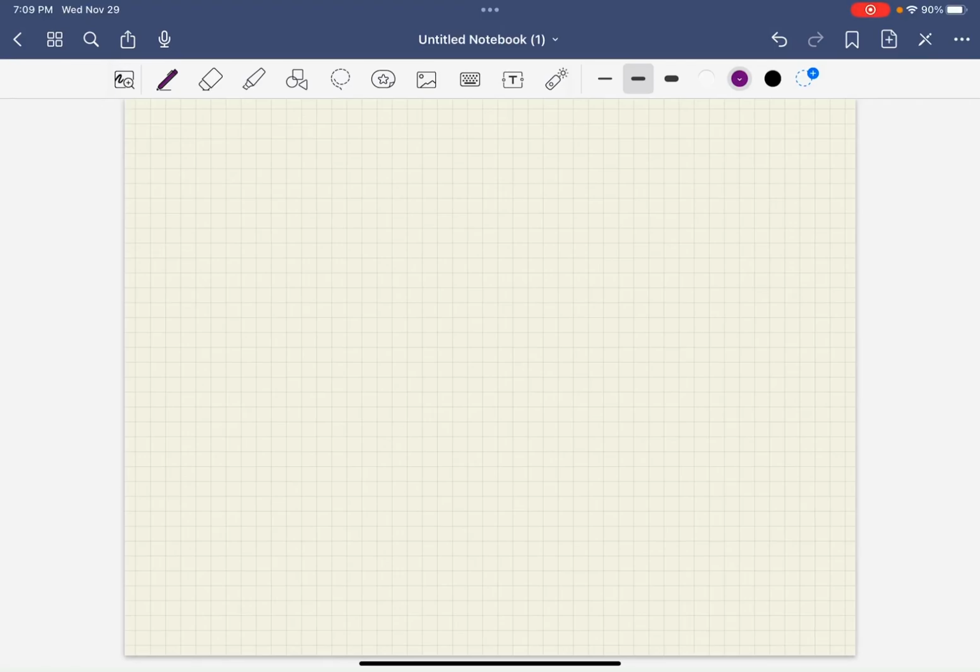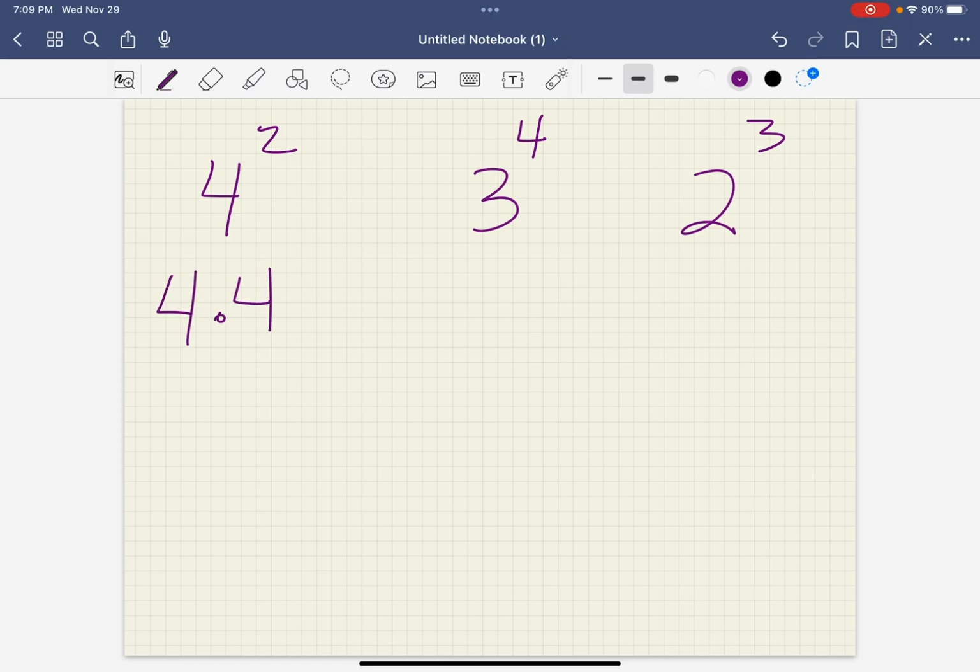All right, now we're on lesson 16, exponents. This is on page 59. So they're written like this: 4 to the second power, 3 to the fourth power, 2 to the third power. So what this means is 4 times itself twice. This means 3 times itself 4 times. And this means 2 times itself 3 times. So 4 to the second, 3 to the fourth, 2 to the third.